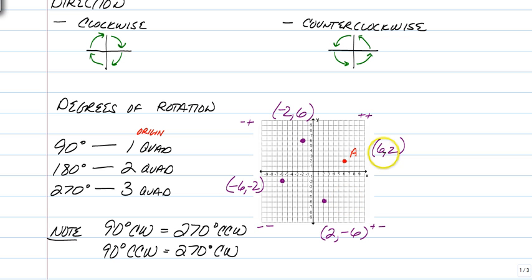I'm paying attention to how every 90 degrees the x and y coordinates switch. So 6, 2 becomes 2, 6. Rotate 90 degrees again, it becomes 6, 2. Rotate again, it becomes 2, 6. And then, of course, back to the original 6, 2. So every 90 degrees, the coordinates x and y are going to switch. And then, of course, the positive and negative part just depends on which quadrant you're in. Okay?